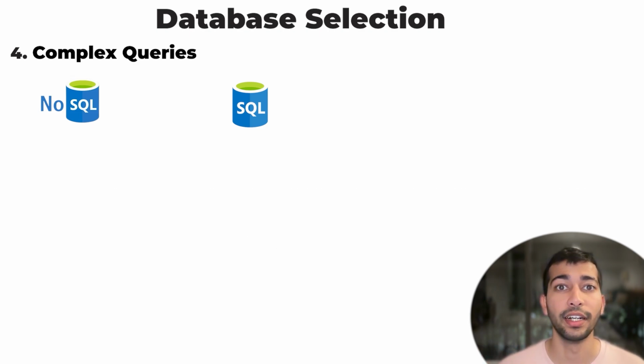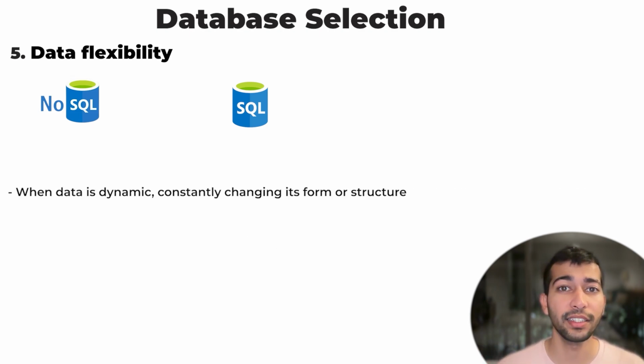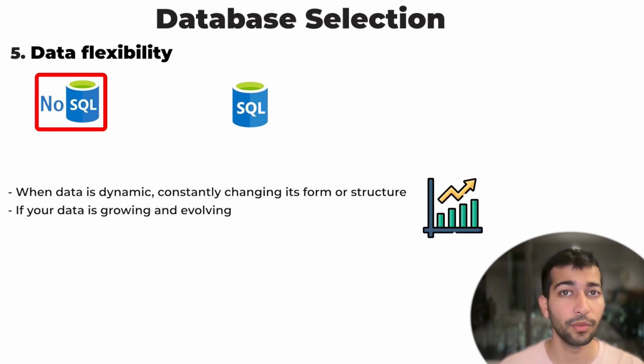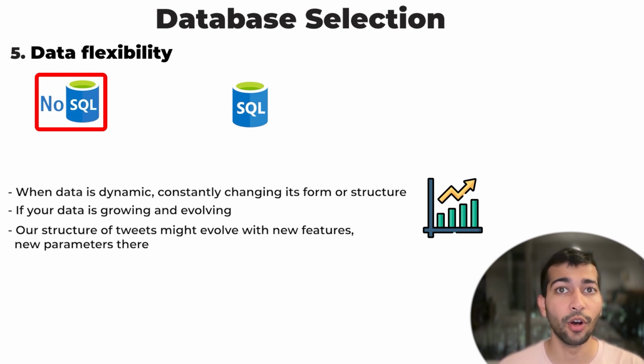The fifth point, data flexibility. When data is dynamic, constantly changing its form or structure, you want a system that can grow with it. And NoSQL is naturally flexible. So you should go with that. So intuition, if your data is growing and evolving, now what do we mean by that? It's saying that our structure of tweets might evolve with new features, new parameters there. That is when we use NoSQL.